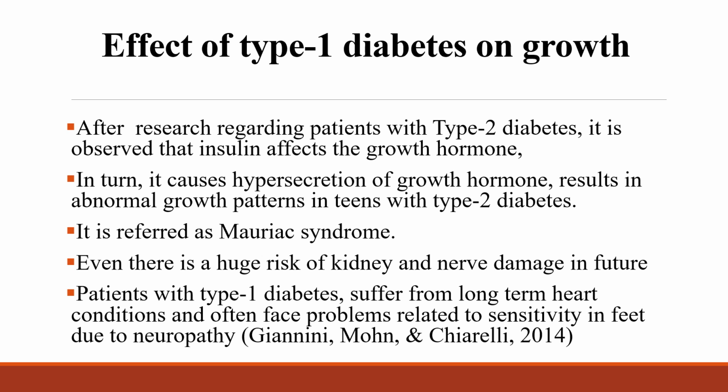Next is the effect of type 1 diabetes on growth. After research regarding patients with type 2 diabetes, it is observed that insulin affects the growth of hormones. In turn, it causes hypersecretion of growth hormones, resulting in abnormal growth patterns in teens with type 2 diabetes. It is referred to as Mauriac syndrome. There is even a huge risk of kidney and nerve damage in future. Patients with type 1 diabetes suffer from long-term heart conditions and often face problems related to sensitivity in feet due to neuropathy.